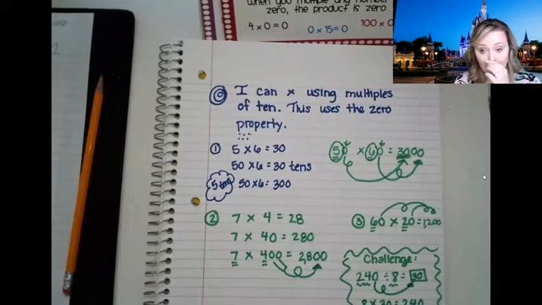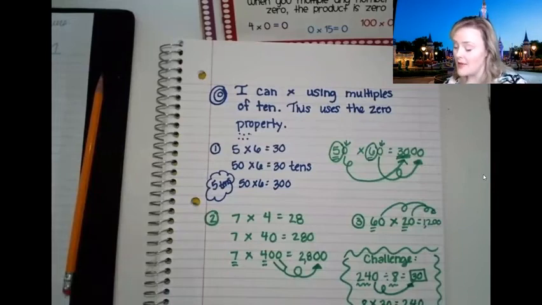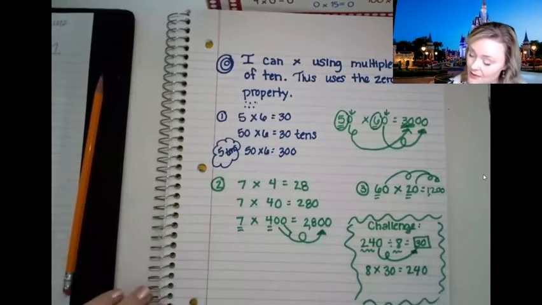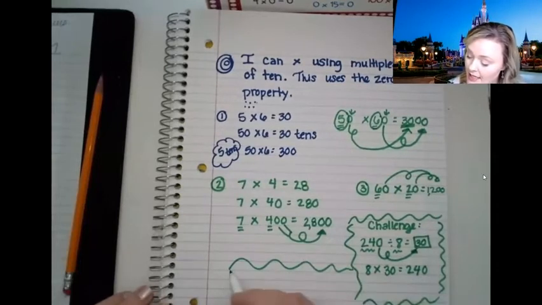Now, division can be a little tricky because the zeros cancel each other out. And let me show you what I mean by that. So we'll continue our challenge problem on here.